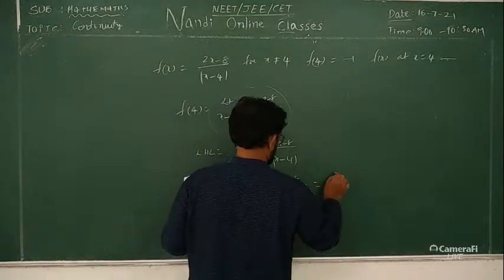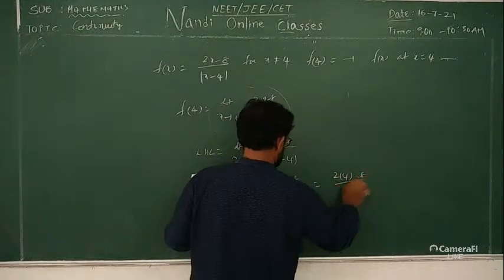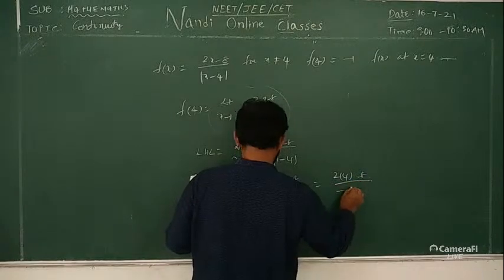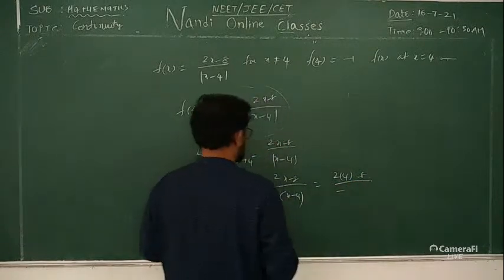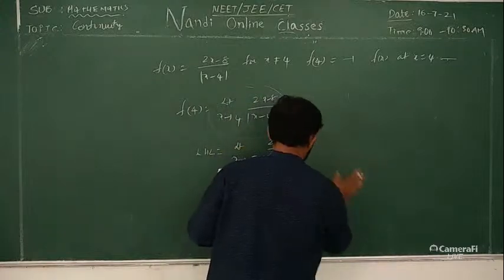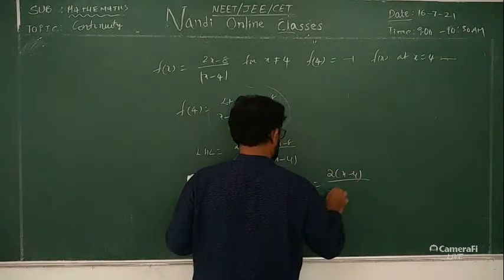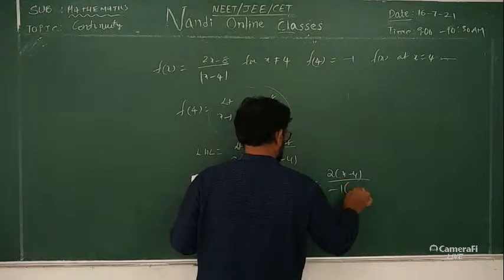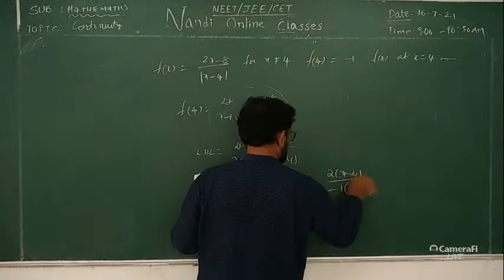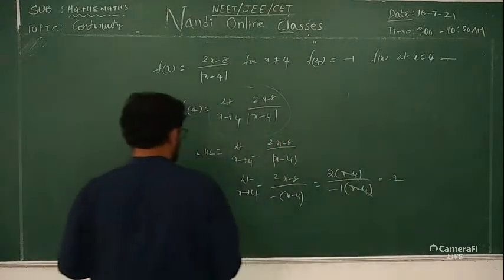Now you substitute 2x minus 8 by minus of (x minus 4). So we do one thing: you just write 2 common. Anyhow, x minus 4 gets cancelled, and your result is minus 2.